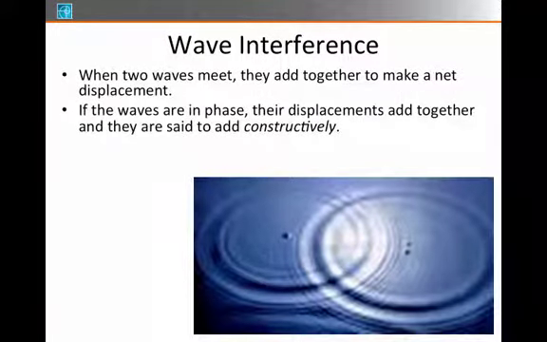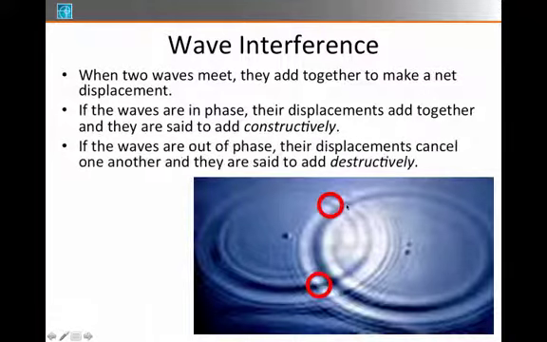If the waves are in phase, their displacements add together and they're said to add constructively. That occurs right where we've circled, right about there. And you can see that the amplitude is quite large. Or there, the trough is quite large.